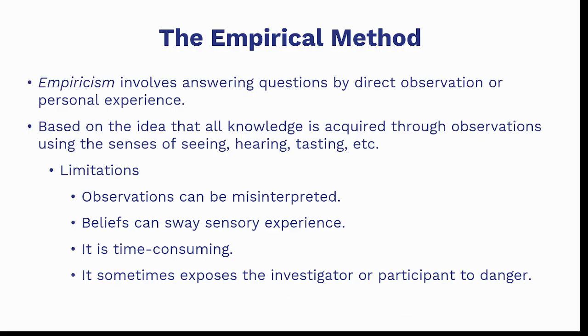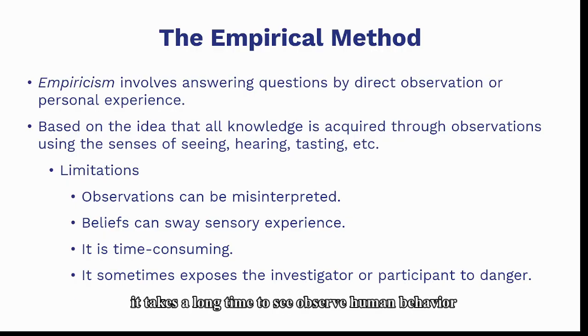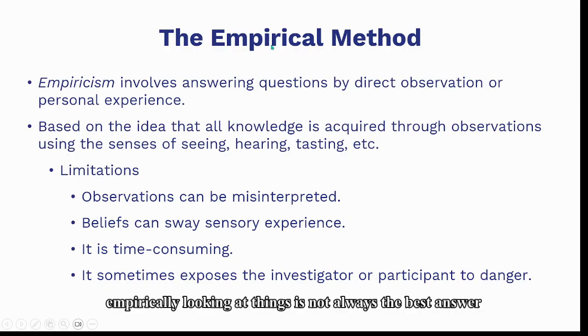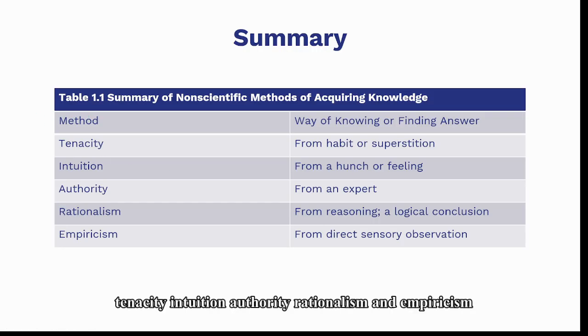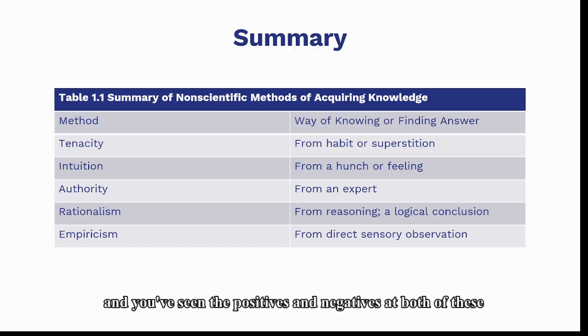Beliefs can also get involved with your sensory experience of an observation, and it can cause problems. It takes a long time to observe human behavior, and sometimes there are certain things that would expose the investigator and/or the participant to danger. So empirically looking at things is not always the best answer. So to summarize, we've gone through tenacity, intuition, authority, rationalism, and empiricism. And you've seen the positives and the negatives of both of these.